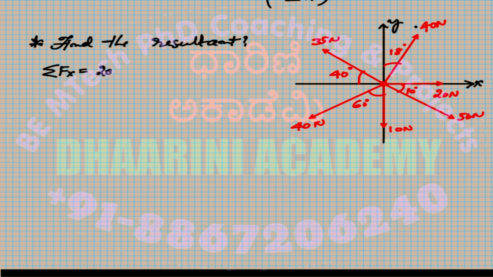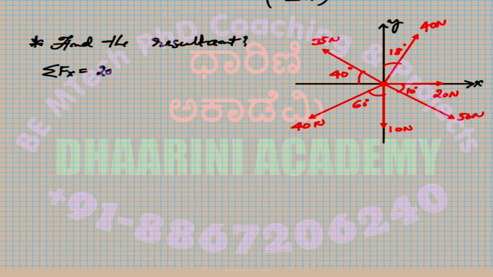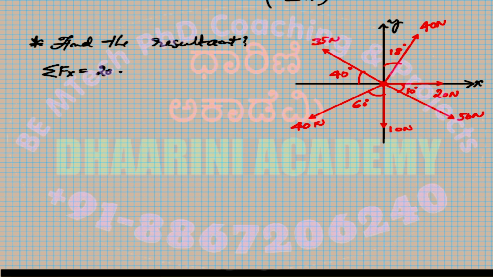The 40 Newton is in the first quadrant. So the x component is positive, right? So this is plus 40. See, the angle is given with respect to the y-axis. So it is sine 80. That is the x component.